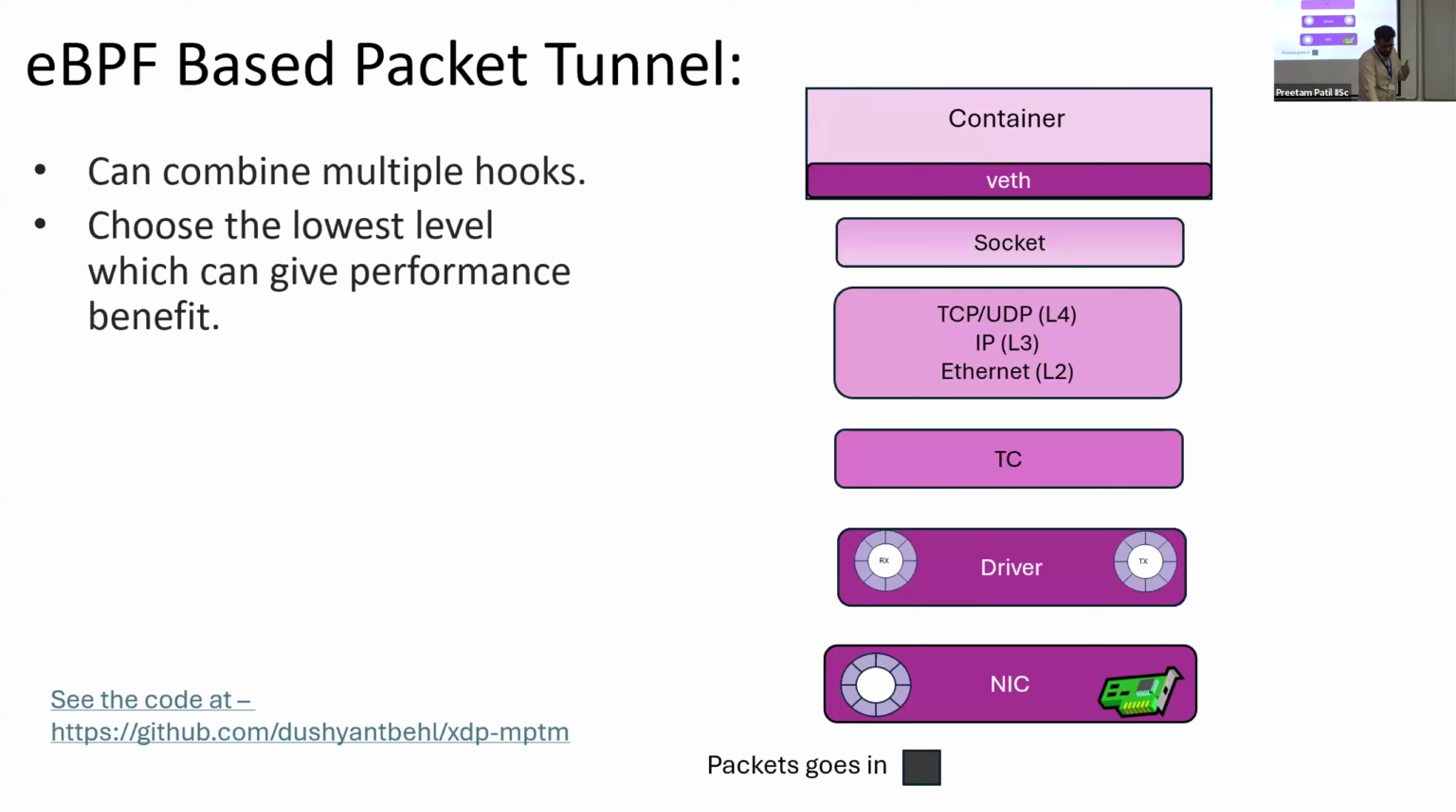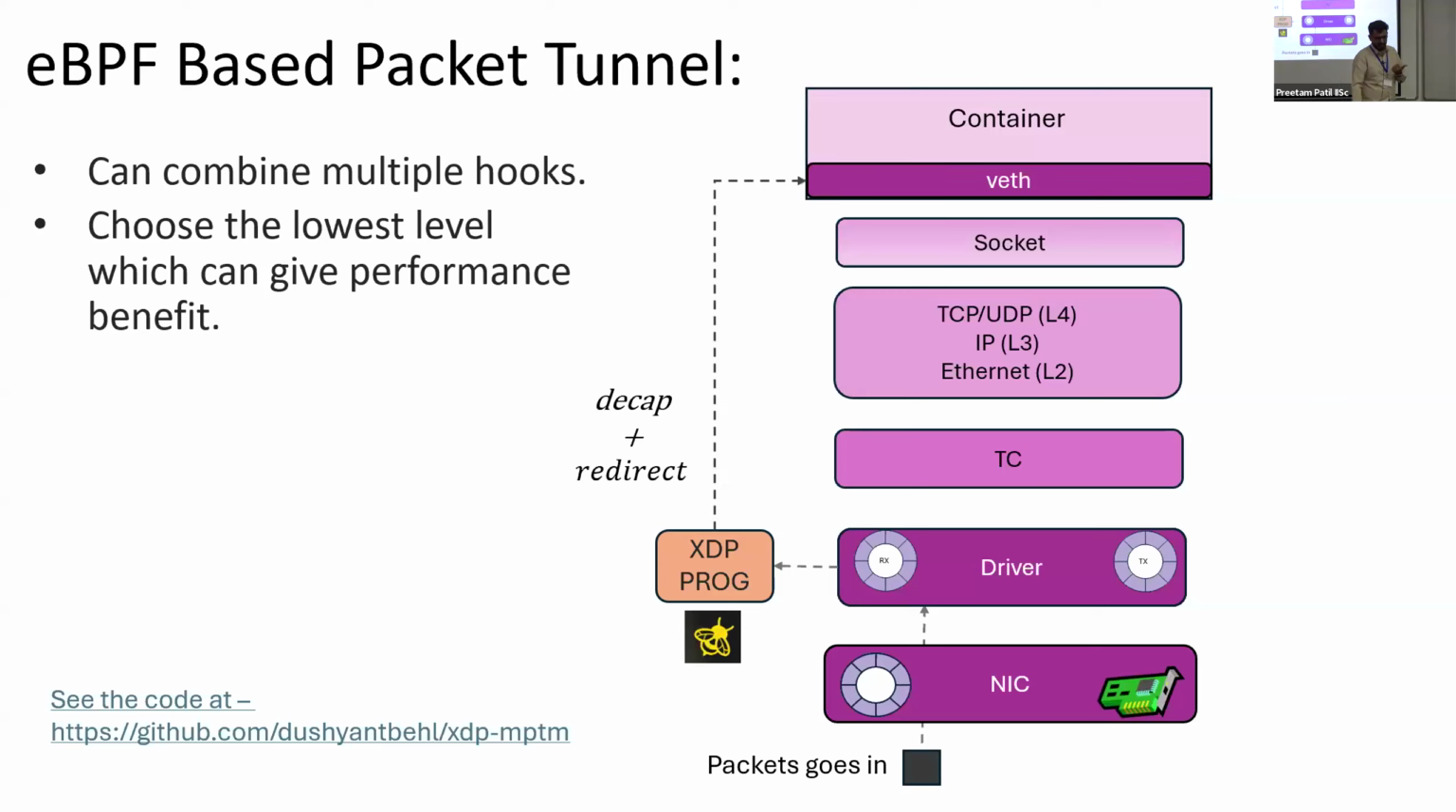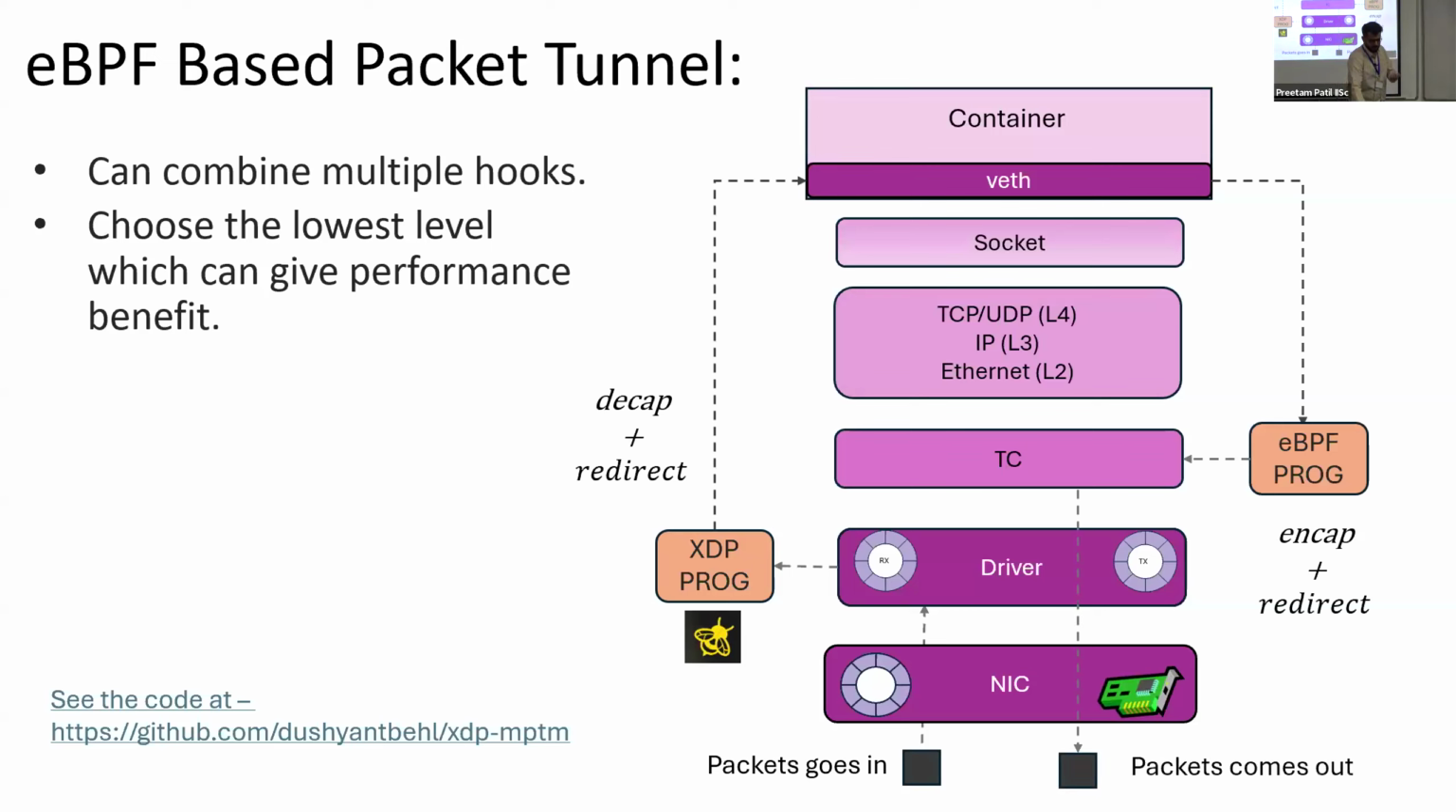So what I do is, when the packet comes in, I write an XDP program in my driver. What that XDP program does is decapsulate the tunnel packet and redirect it to the virtual Ethernet of the container. When the packet goes out from the container, I write another program at the TC layer. This time it's the TC layer, because XDP doesn't support the transmit queue. So at the TC layer, I intercept the packet, run the eBPF program, encapsulate the packet, and redirect it back to the network card.